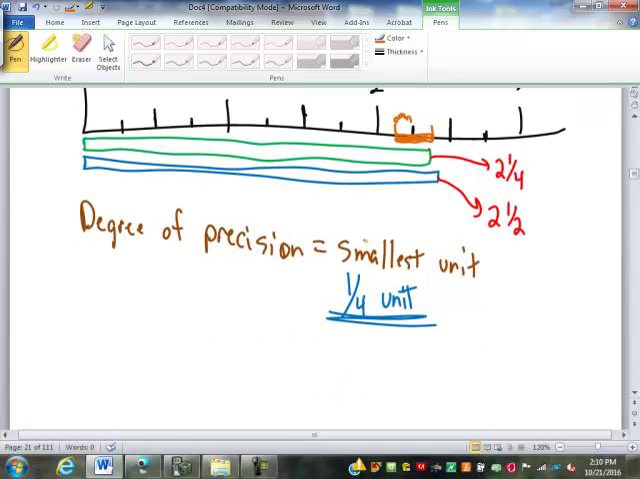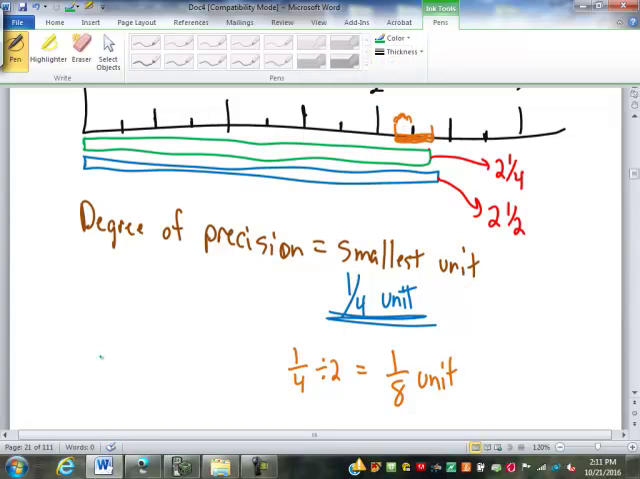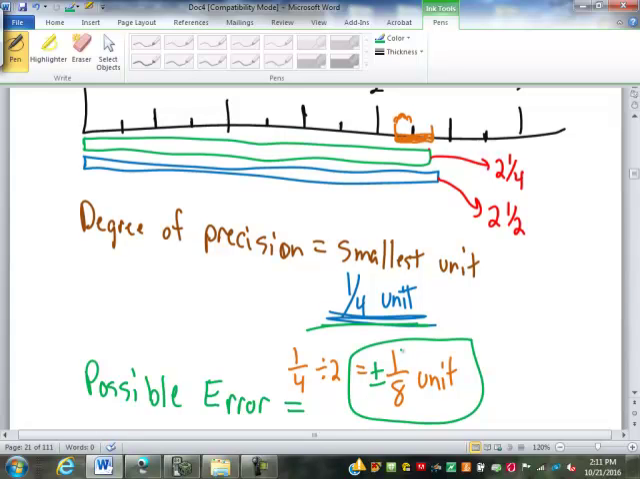Or, 1/4 divided by 2, or 1/4 times a half, is going to be 1/8 of a unit. And that is what we call the measurement error, or the greatest possible error in the measuring device. Because this measuring device only goes down to the nearest quarter unit, every measurement we make with this device has a plus or minus 1/8 of a unit possible error.